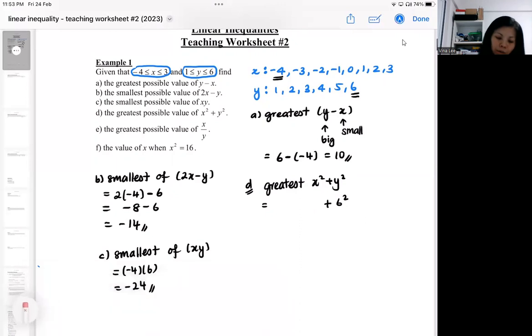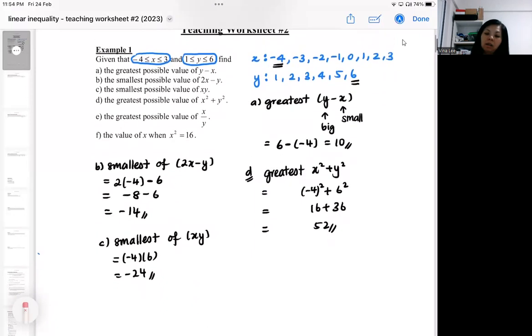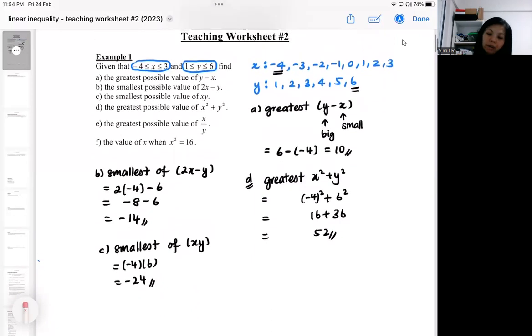Because if you square a negative number, it's actually a positive number. So here I will get this equal to 52. Versus if let's say a student is not careful, a student will get this, which is in fact smaller. Okay, so that one will be a common mistake that some people will do. So they just think I want the biggest x and I square the biggest x. You should think about even squaring the negative number.